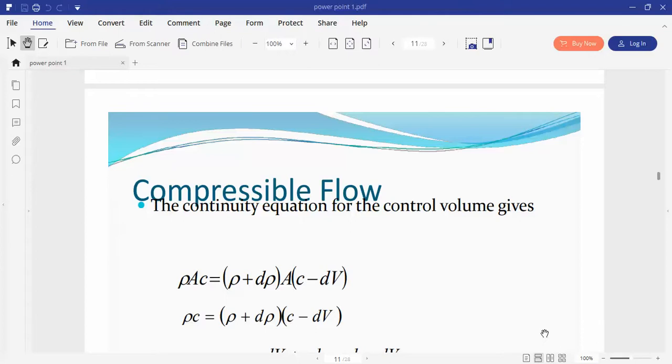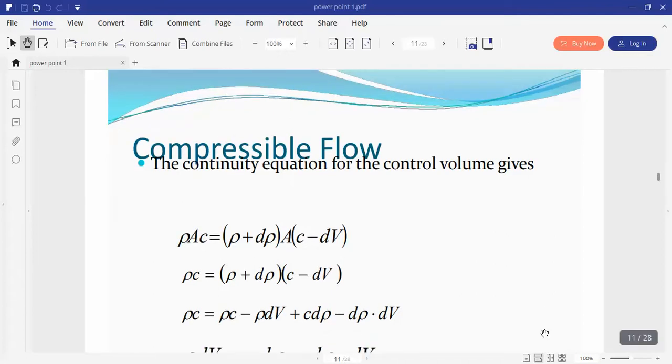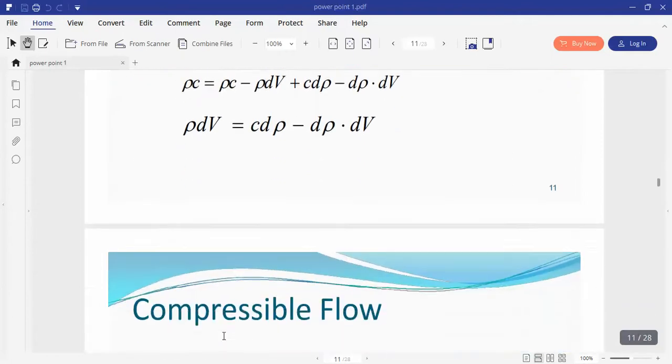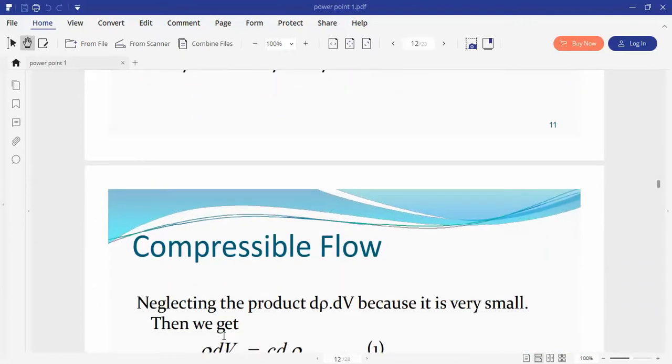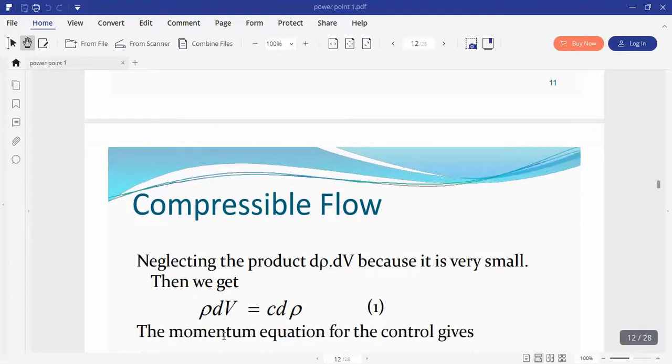By cancelling A, it becomes rho C equals rho plus d rho into C minus dV. By multiplying these two brackets, we get rho C equals rho C minus rho dV plus C d rho minus d rho dV. By cancelling rho C, and neglecting the product d rho dV because it is very small compared with the others, we get rho dV equals C d rho. This is equation number 1.